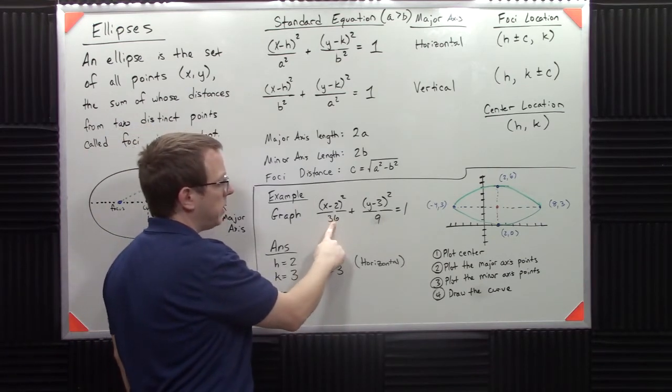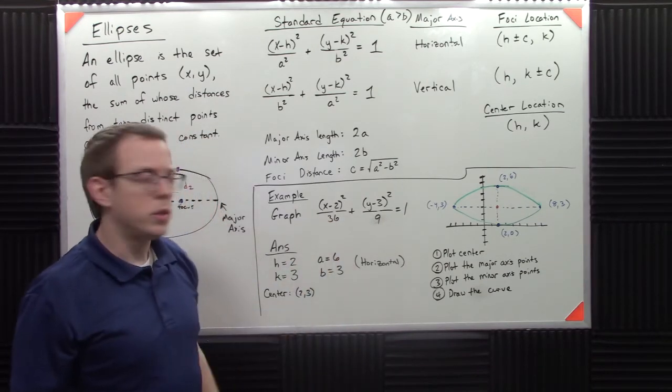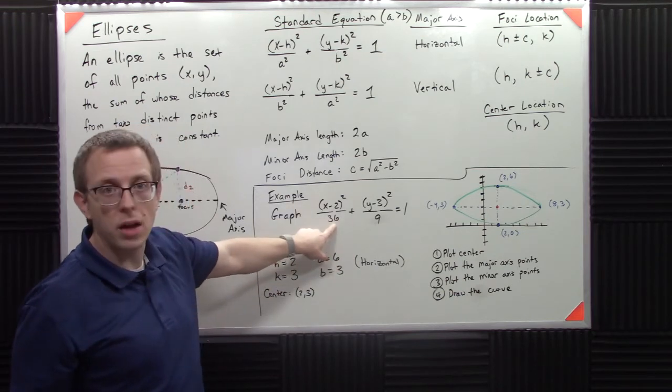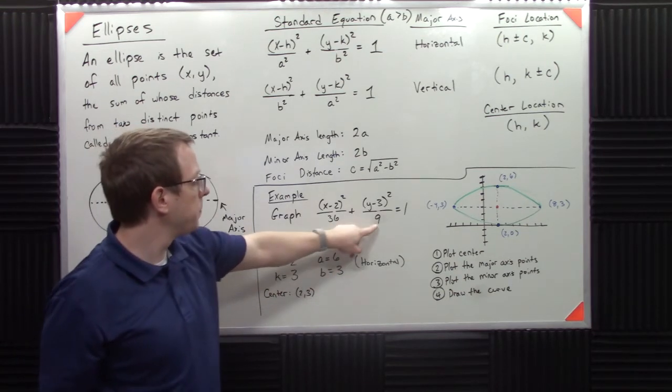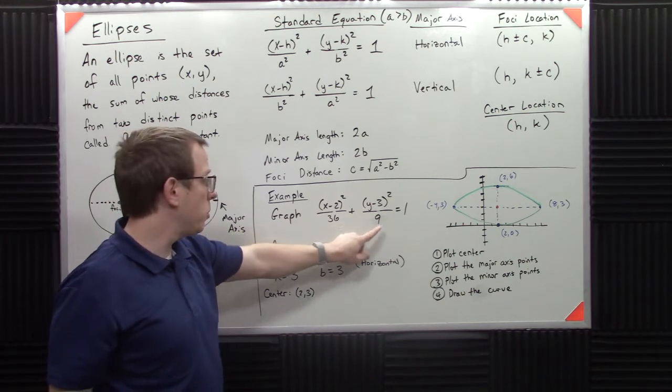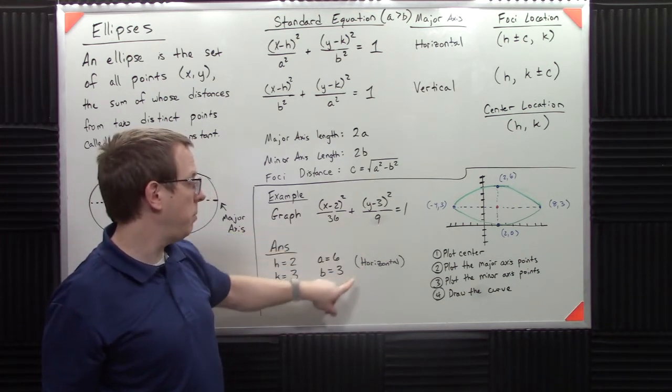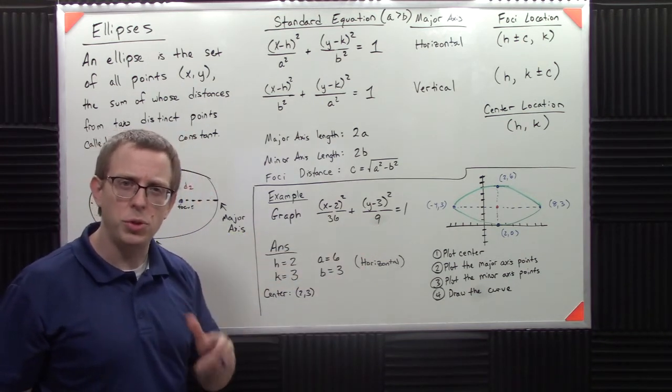Now, this is a squared. So a is actually 6. It's not 36, it's 6. And this is b squared. So b is 3. b is not 9, b is 3. So be careful that you do take the square roots there.